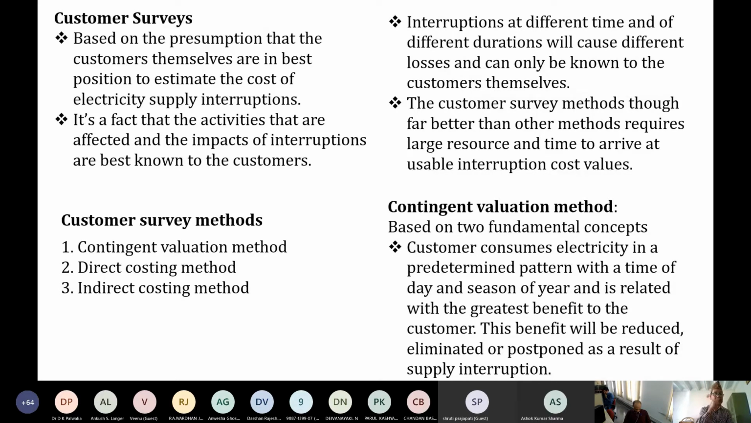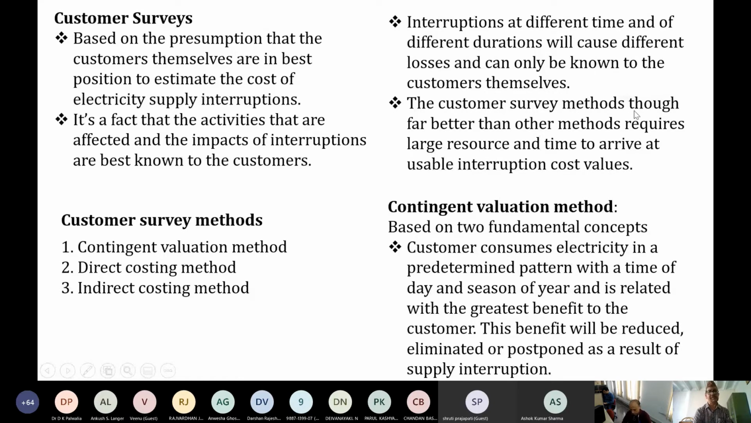Therefore, we need to carry out a customer survey because the customers will be providing their responses. I already mentioned that interruptions at different times and of different durations will cause different losses, which can only be known to the customers themselves.